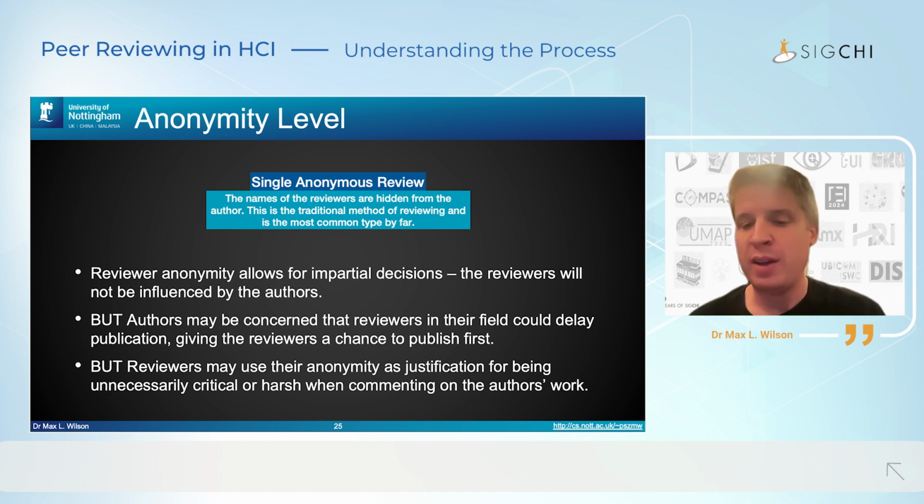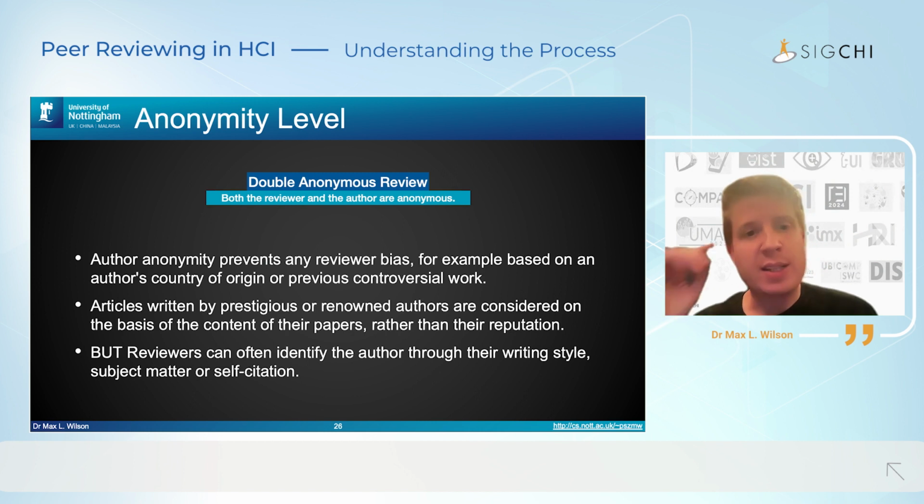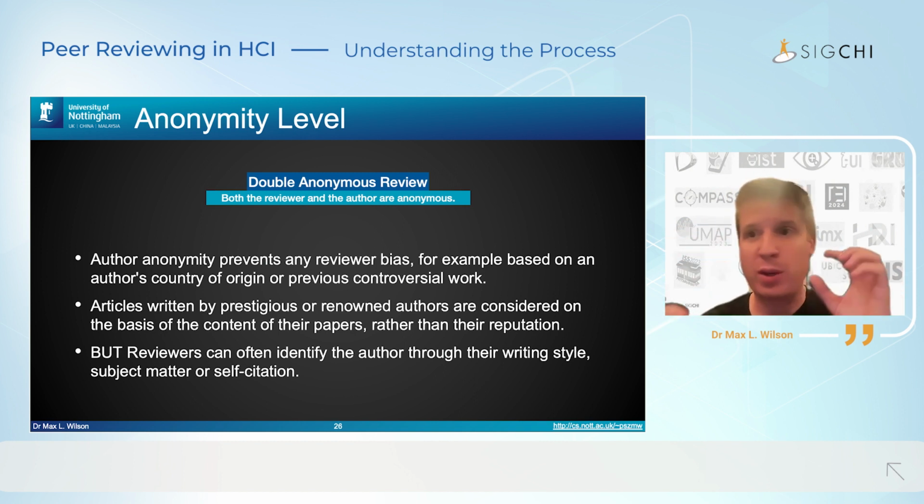Some authors also think that it's possible that a conflicted reviewer might delay their paper maliciously, but we hope this isn't the case. We don't believe reviewers in our field are regularly doing this, because we have confidence in the integrity of our community. But because of that, sometimes we have double anonymous review. This is where both the reviewer and the author are anonymous.